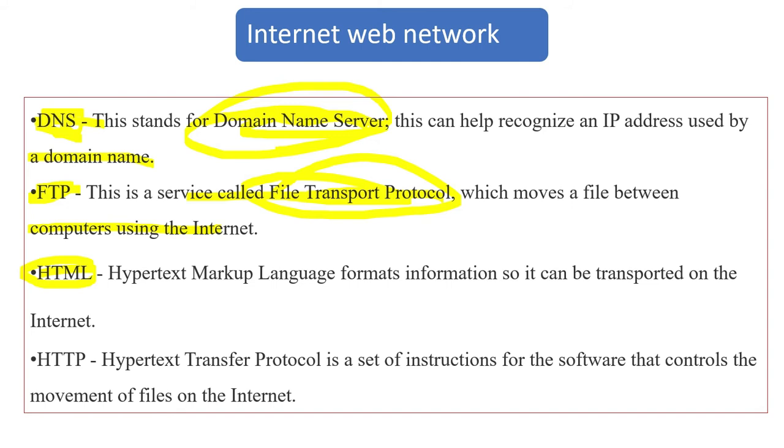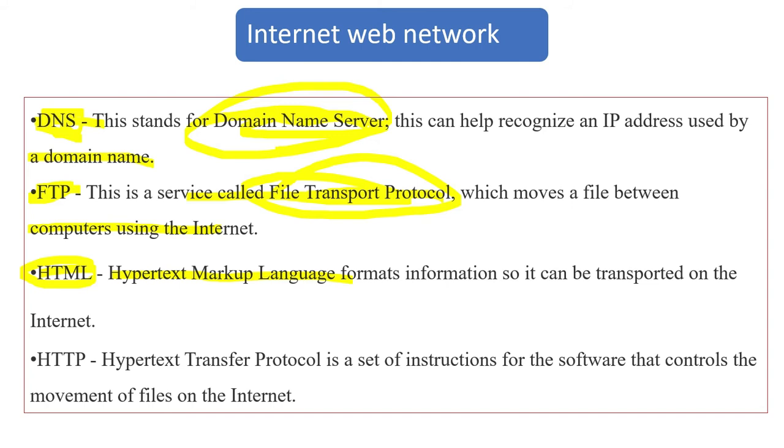Then we have HTML. The full form of HTML is Hypertext Markup Language. It formats information so it can be transported on the internet. The web pages you access on the internet are written in HTML. It is a markup language, which means the whole content is put into tags, and it is displayed according to those tags. Those tags have different properties. So this is simply a markup language used by the web browser.